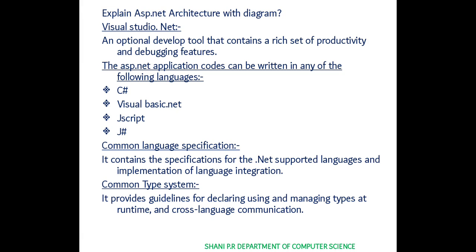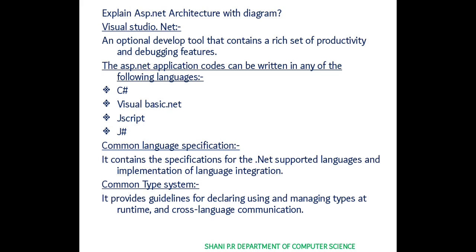Visual Studio.NET is an optional development tool that contains a rich set of productivity and debugging features. It is software that helps you with many features. It contains the tools, server, and everything needed to develop a web application. The ASP.NET application code can be written in any of the following languages: C Sharp, Visual Basic.NET, JavaScript, and J Sharp.